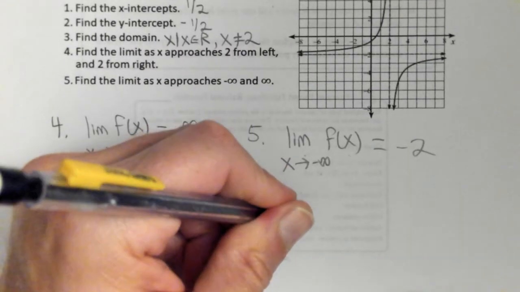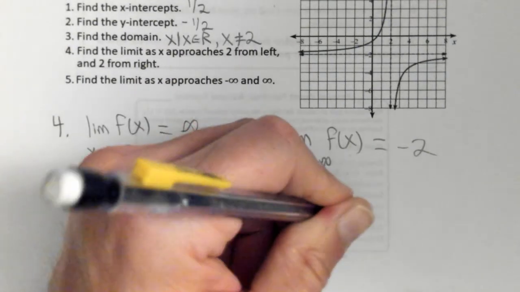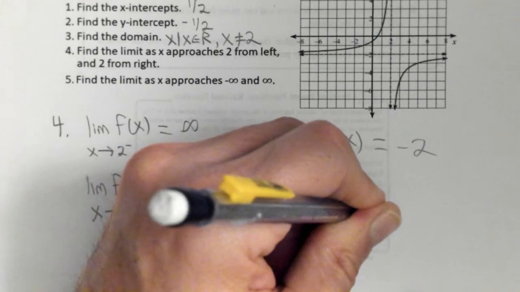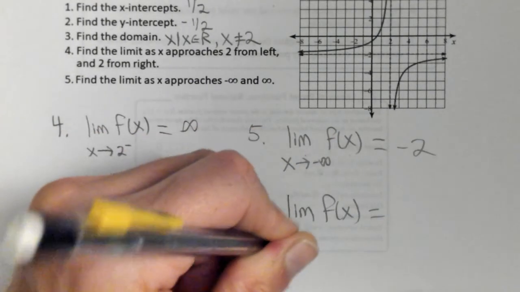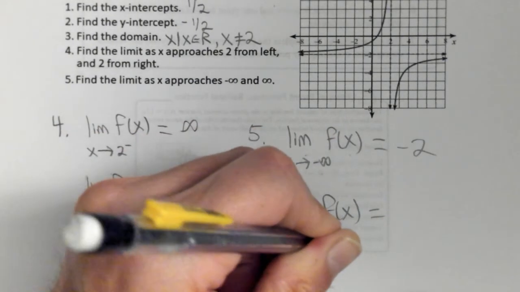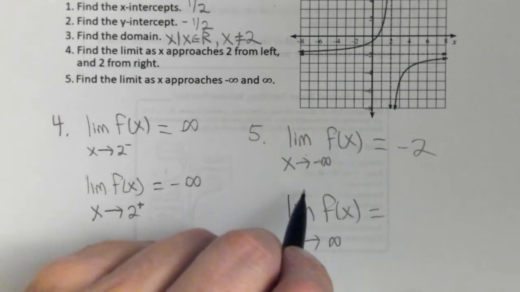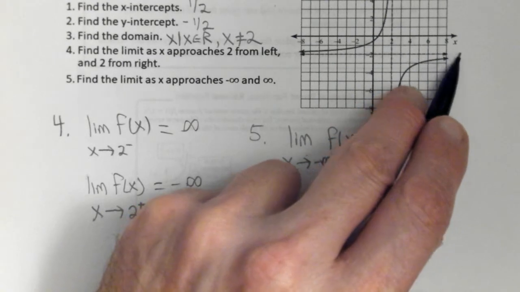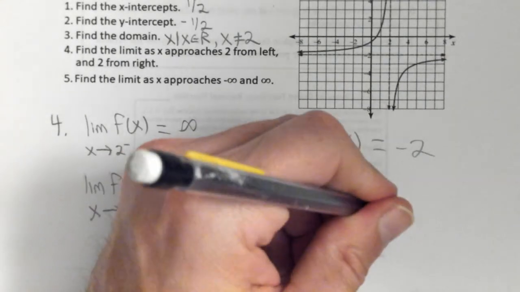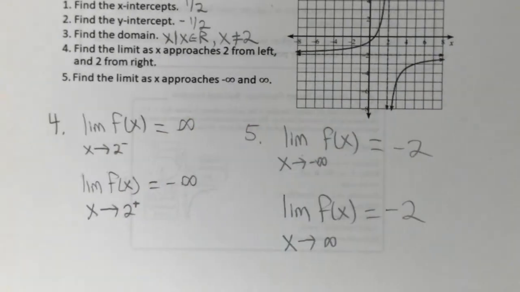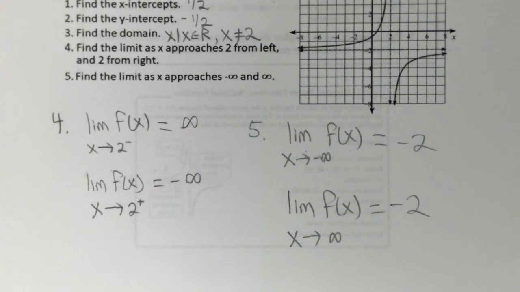The next thing is I want the limit of f of x as x approaches infinity. So as x approaches infinity, what does the function value get closer and closer to? Well, it also gets closer and closer to -2 from that other side. Alright, so there you go.